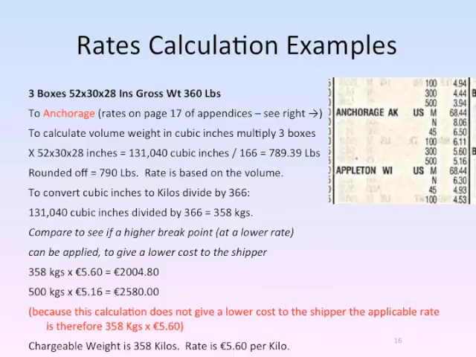€2,004.80. So now we need to look at the next higher breakpoint to see if this rate will give a lower cost to the shipper. So the next higher breakpoint is 500 kilos multiplied by €5.16 and we get €2,580. So this is more expensive. It does not give a lower cost to the shipper. So therefore, the rate applicable on this shipment is going to be based on the chargeable weight of 358 kilos, and the rate is €5.60 per kilo.